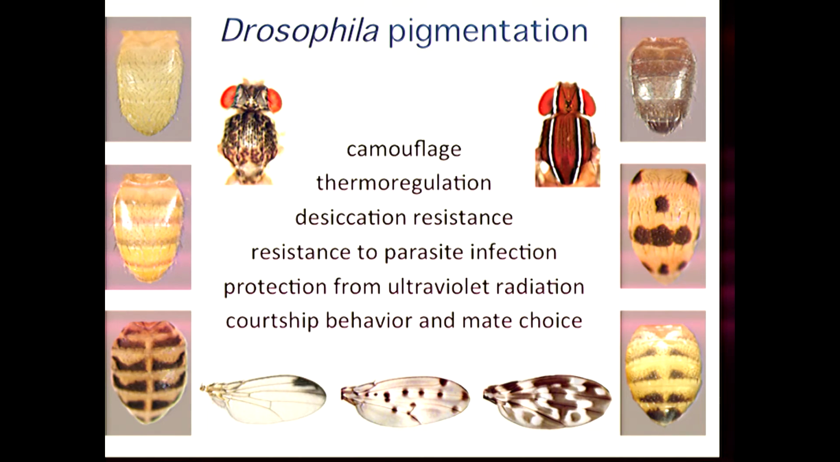There are a number of selective pressures that have been invoked for why changes in pigmentation might have evolved. These again include camouflage, thermoregulation, desiccation resistance, or resistance to drying out in less humid environments. Resistance to parasite infection is also interesting. So these pigments that appear as color also change the structure of the cuticle. That's actually why they affect the desiccation resistance. They change the water permeability of the cuticle. They also can change the ability for some parasites to get in. They can protect against UV radiation, which is something that can cause mutations. And then again, sexual selection related to courtship behavior and mate choice.